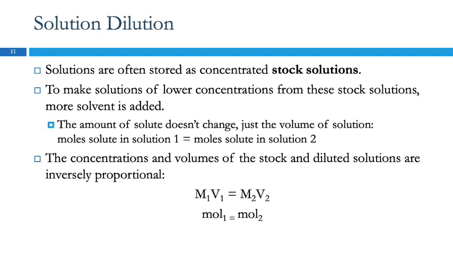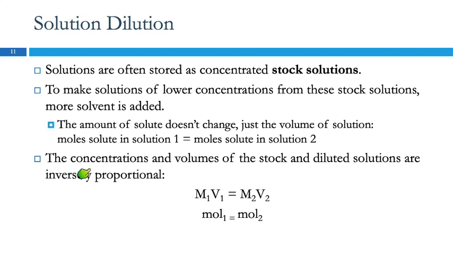So to make lower concentration solutions, we add more solvent. When we do this, the amount of solute doesn't change. Only the volume of the solution is changing. So the moles of solute that we have in the original solution will be equal to the moles of solute in the second solution. What's different is that the volume is larger. Those moles are more spread out, but they're all still there.